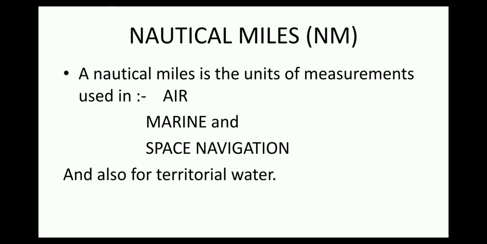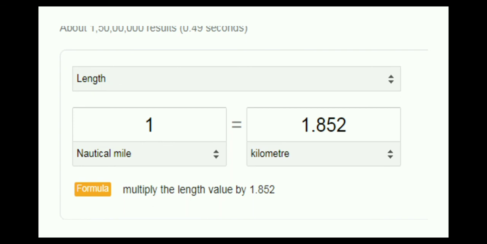A nautical mile is a unit of measurement used in the air, in the marine field, and in space navigation. So 1 nautical mile is equal to 1.852 kilometers.